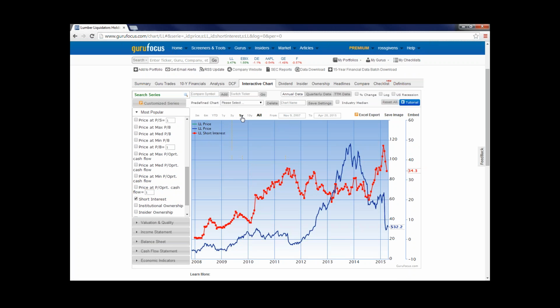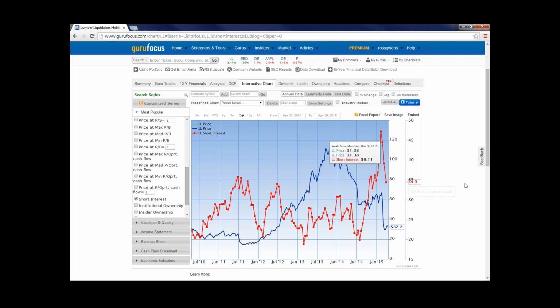So look at the short interest here from Lumber Liquidators. The price is in blue and the short interest is in red. And ever since that story came out, they started tanking this thing. The short interest has just spiked from 20% all the way to 50%. It's recently pulled back a little bit based on the most recent filing here, but huge, huge short interest.